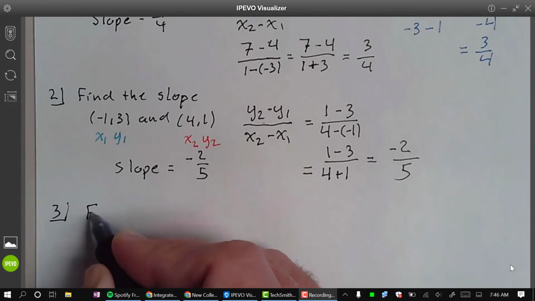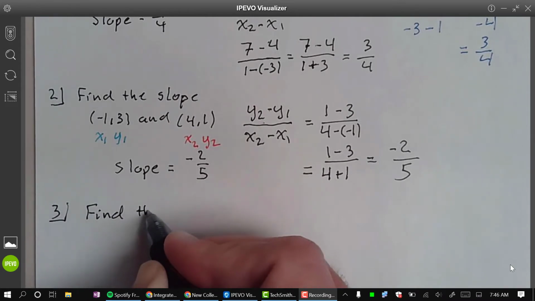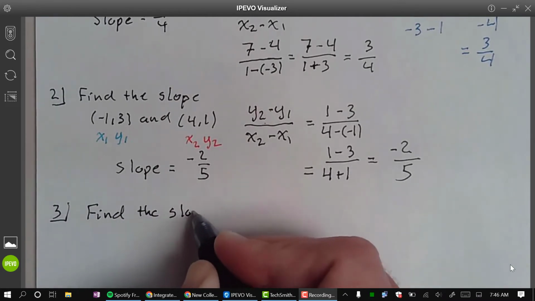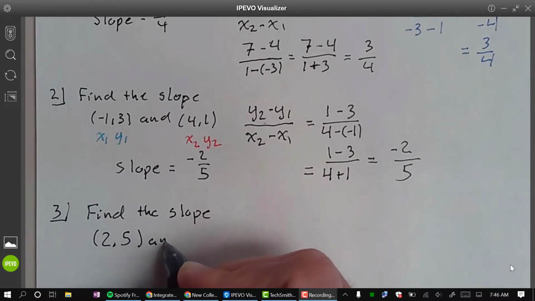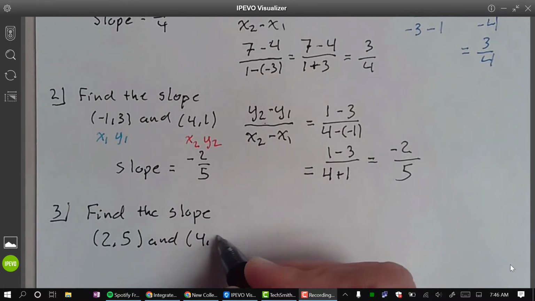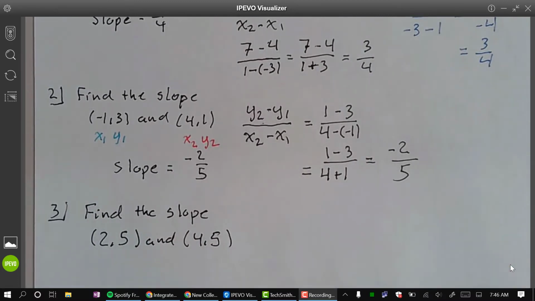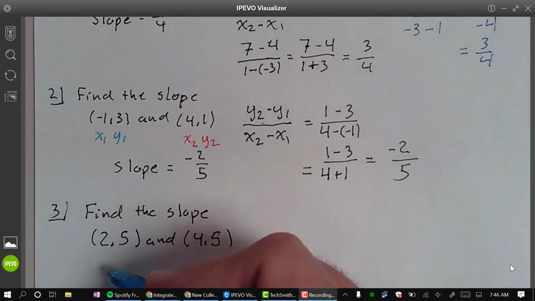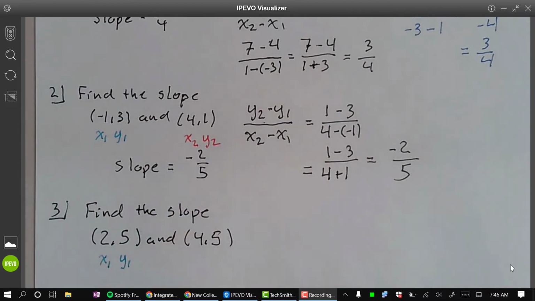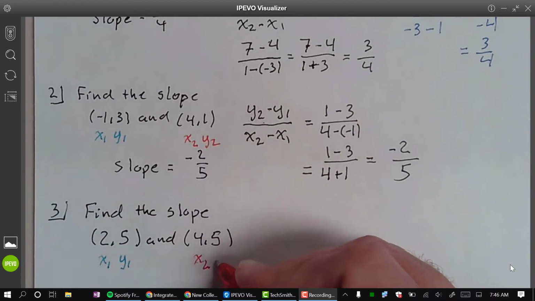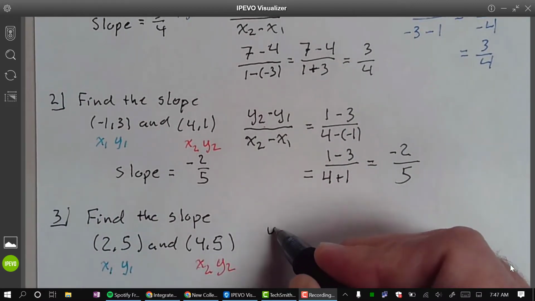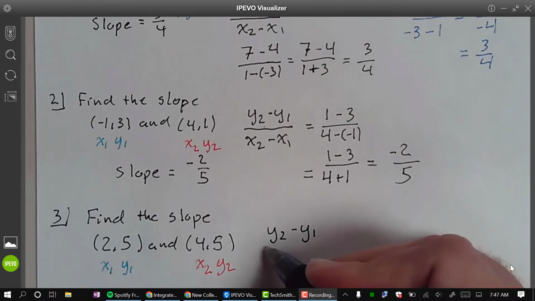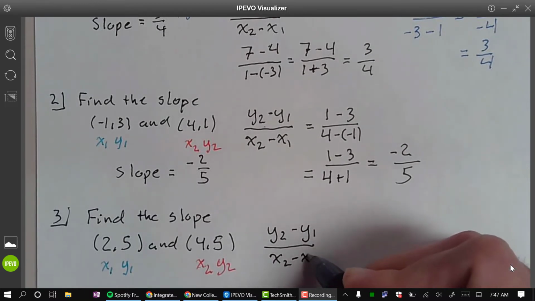Find the slope. I have the points 2, 5, and 4, 5. So this is going to be my x1. This is going to be my y1. This is going to be my x2. This is going to be my y2. My formula is y2 minus y1 divided by x2 minus x1.